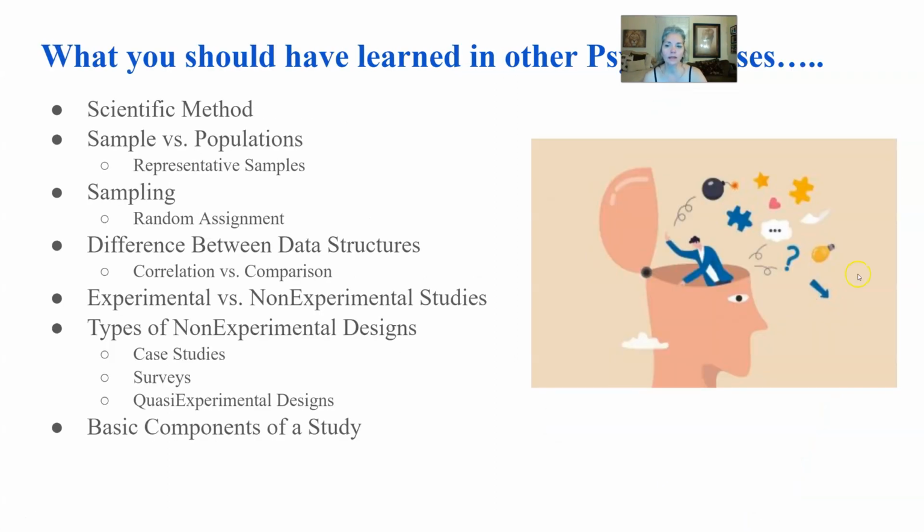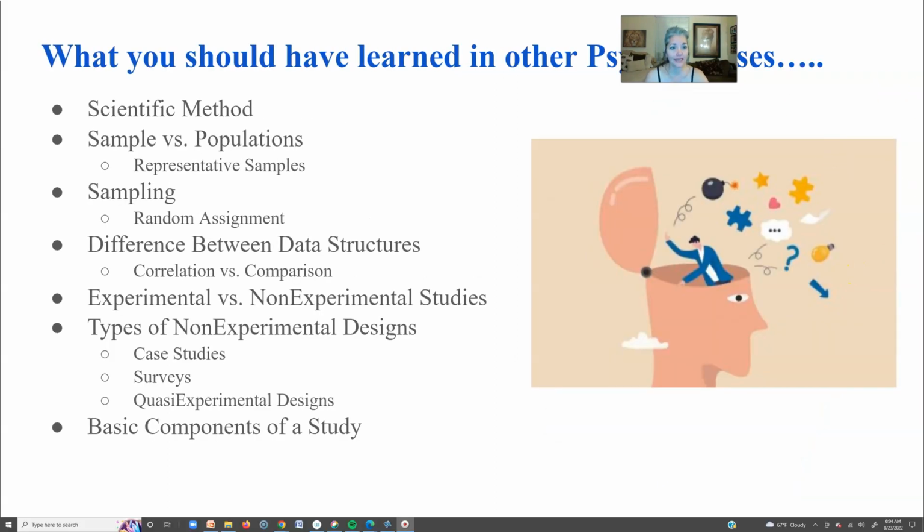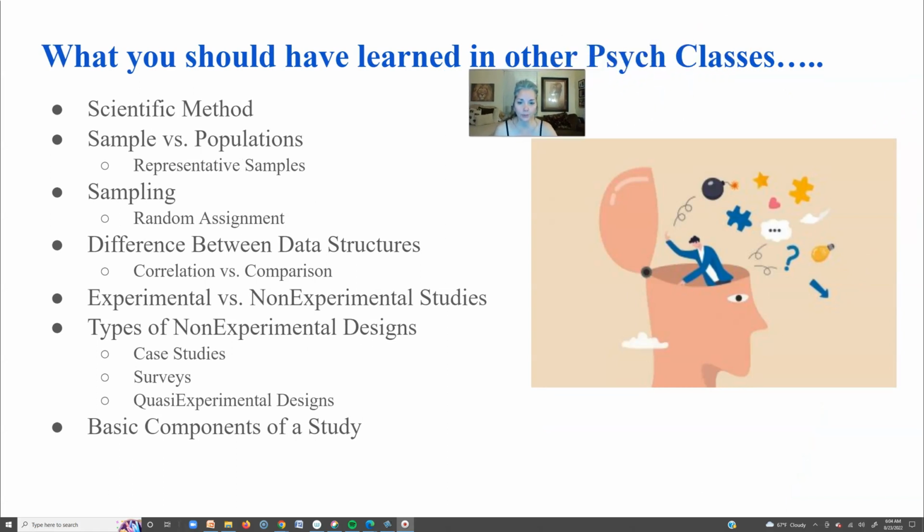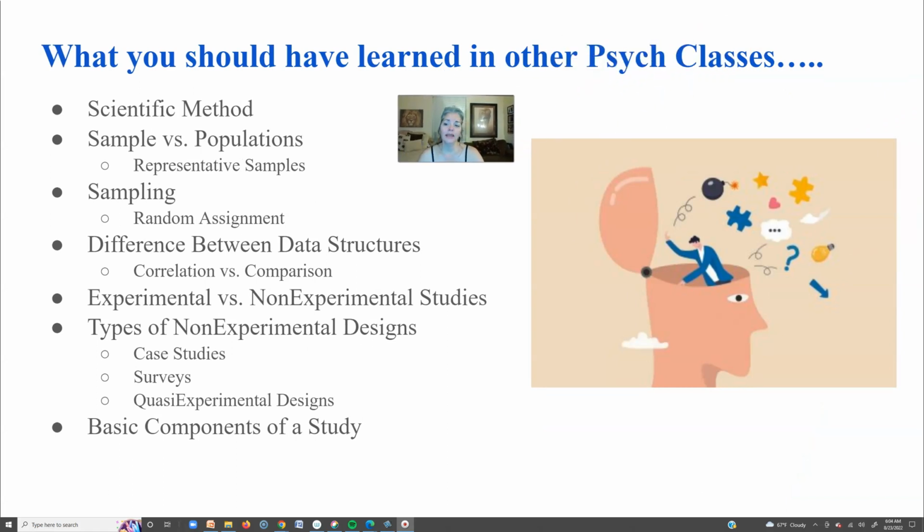So let's go on and talk about some key concepts, right? I'm throwing around terms, and some of you might be familiar with them and some of you may not. So let's talk about some building blocks, what you should have learned in other psych classes. You should have been exposed to the scientific method, right? And we'll cover that a little bit in this overview video.